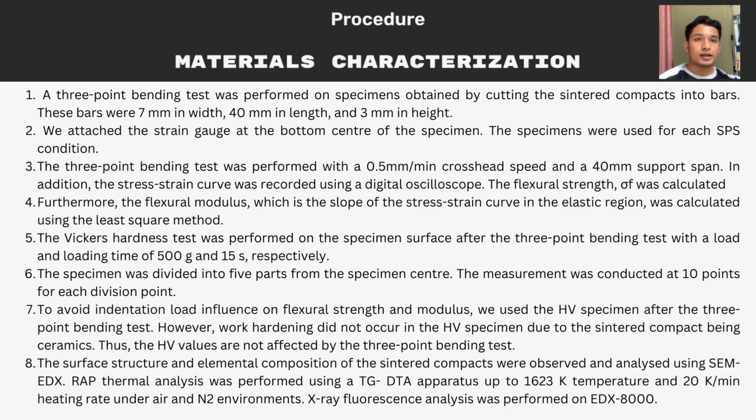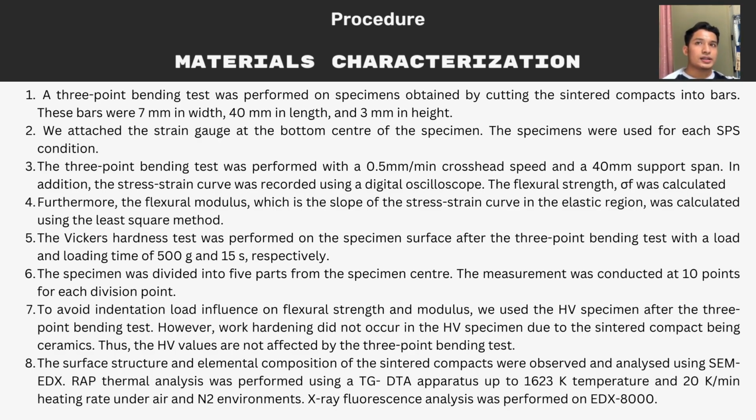Next is material characterization to analyze the material properties of the material produced. We are using four tests: three-point bending, Vickers hardness, SEM, and TGA-DTA. First, a 3-point bending test was performed on specimens obtained by cutting the sintered compact into bars. This bar was 7 millimeter in width, 40 millimeter in length, and 3 millimeter in height.